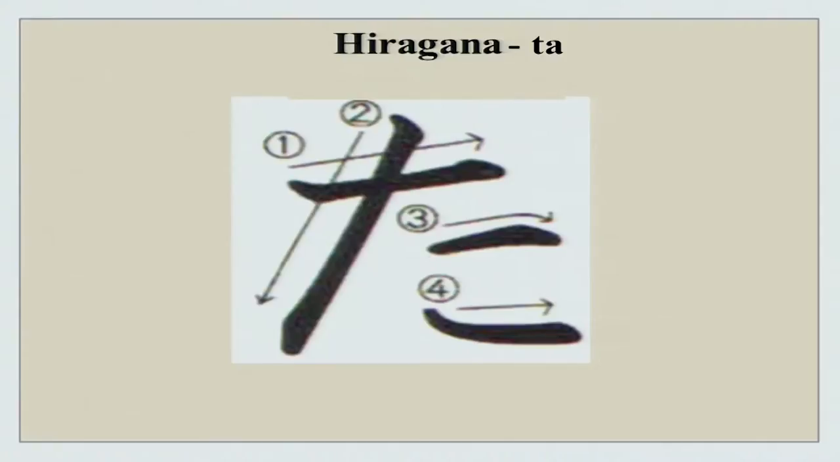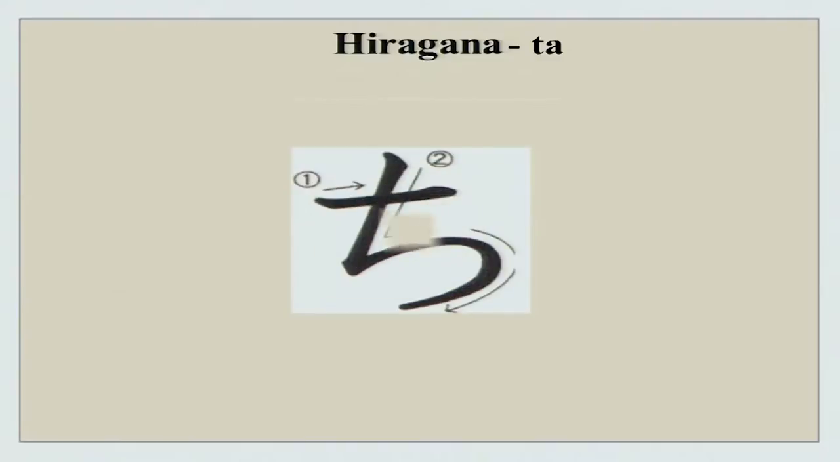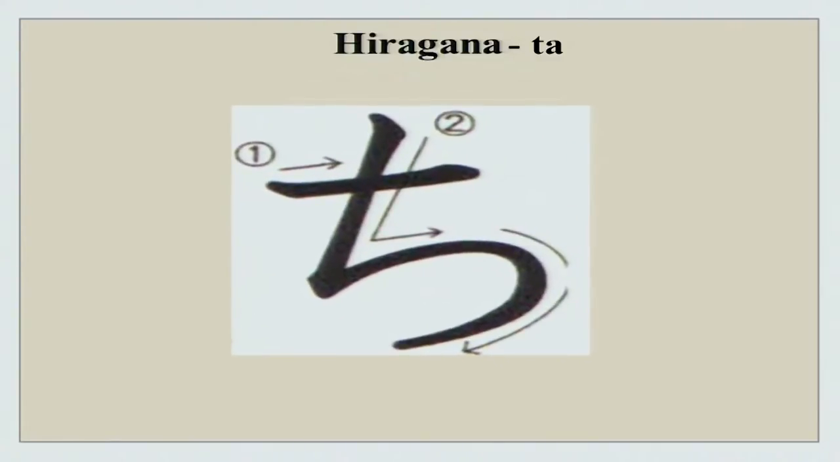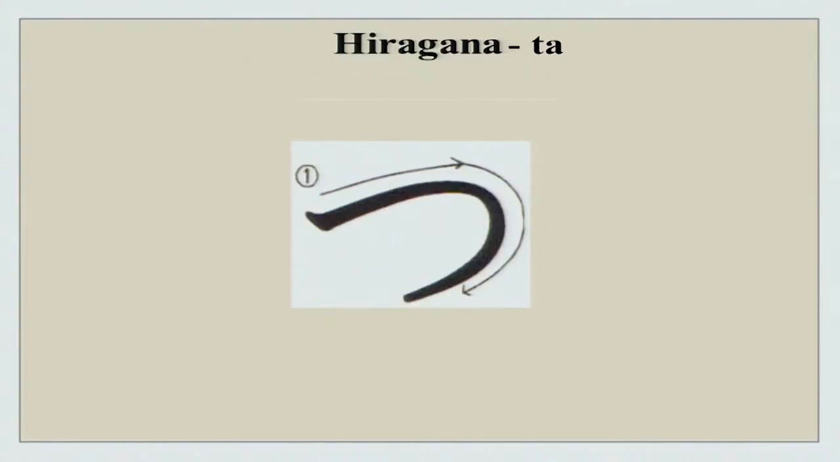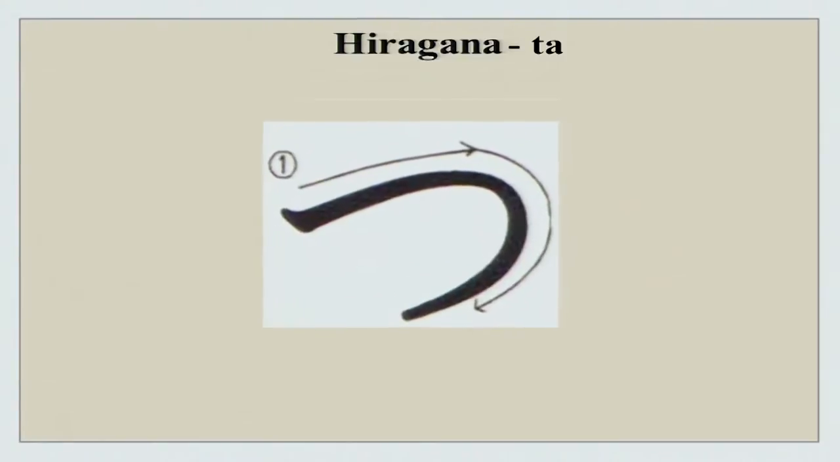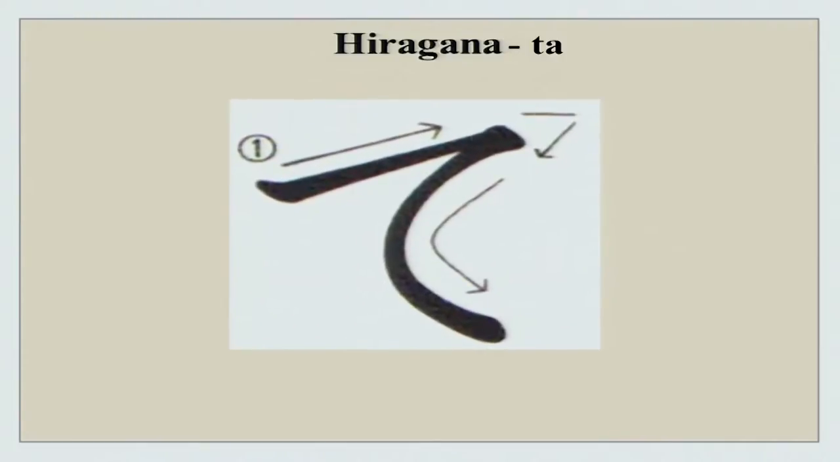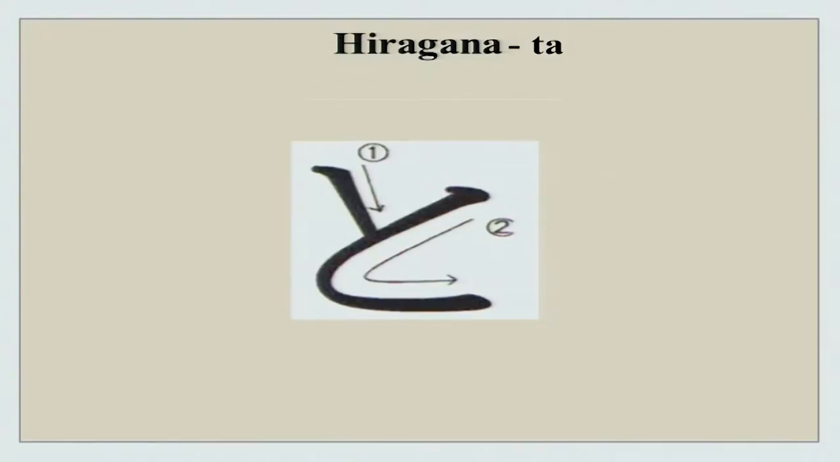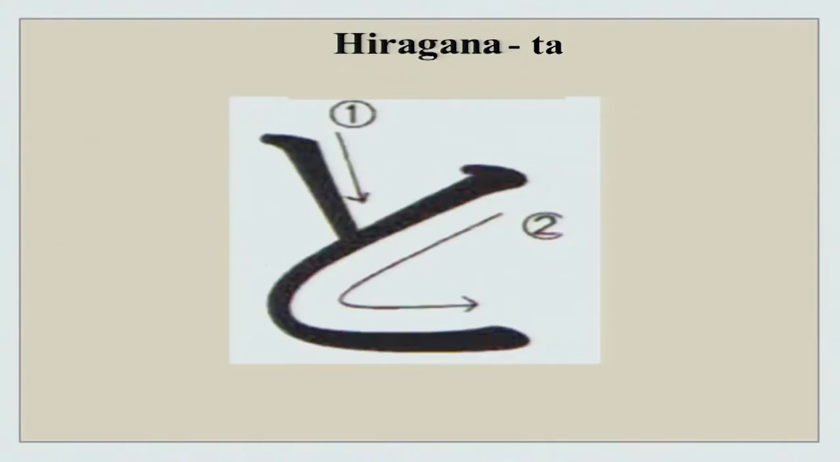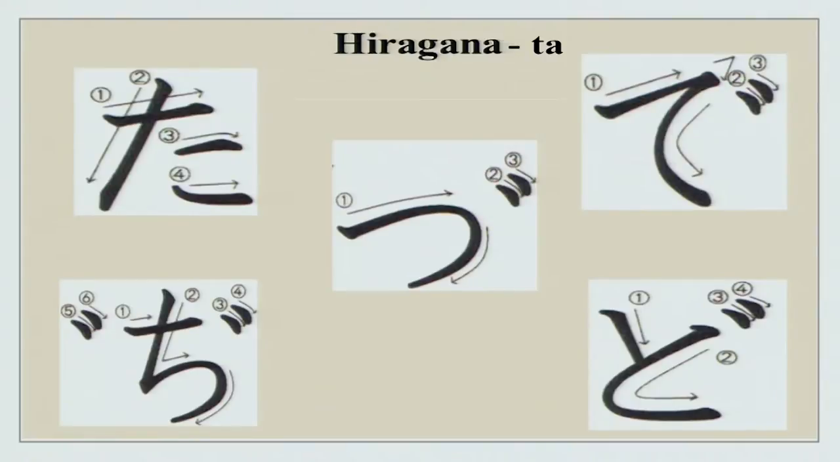Hai. Ta. Chi. Tsu. And it is TSU, please. Tsu. Te. And to. So, you can see how clearly it is done. Now, you have all of them right in front of you. Ta, chi, tsu, te and to. Please write it down, learn it and practice. I will just write it down for you once over here on the board.